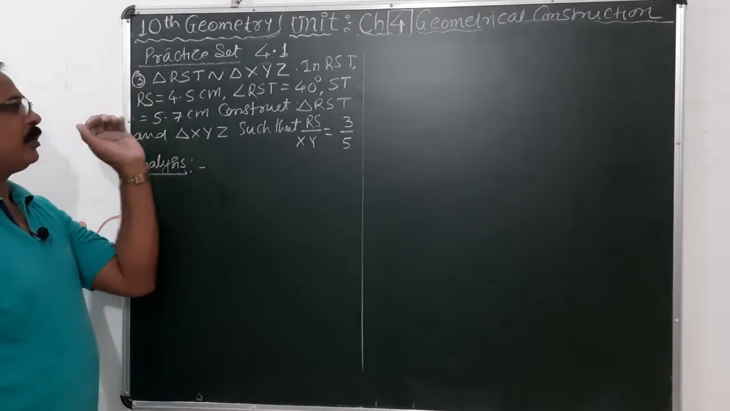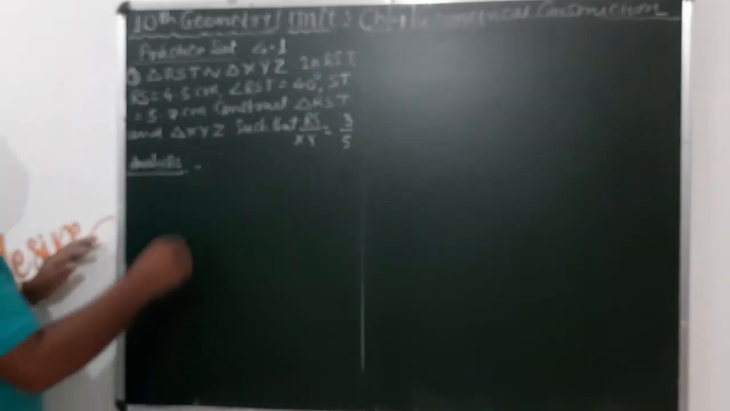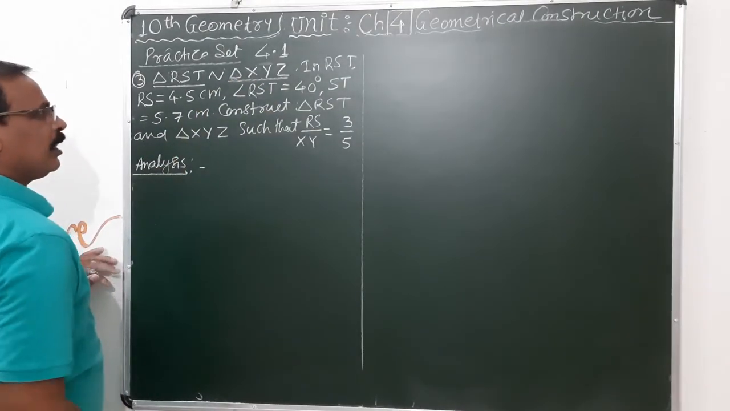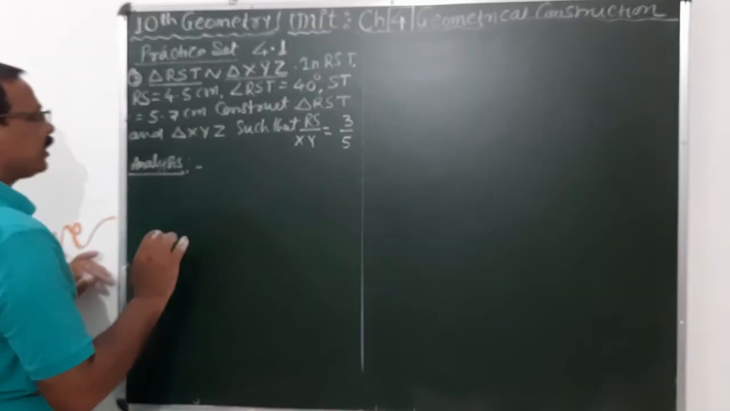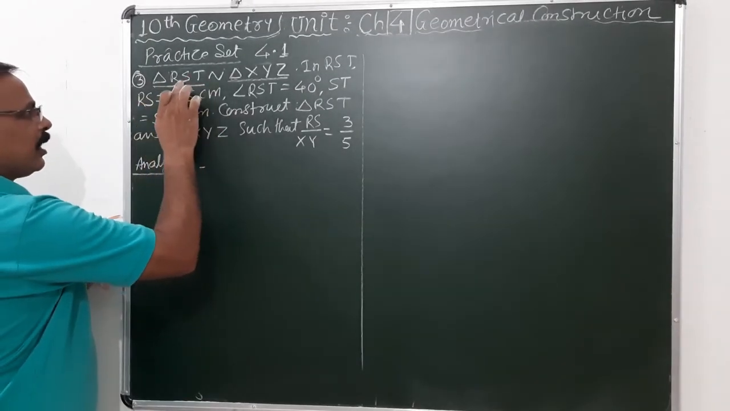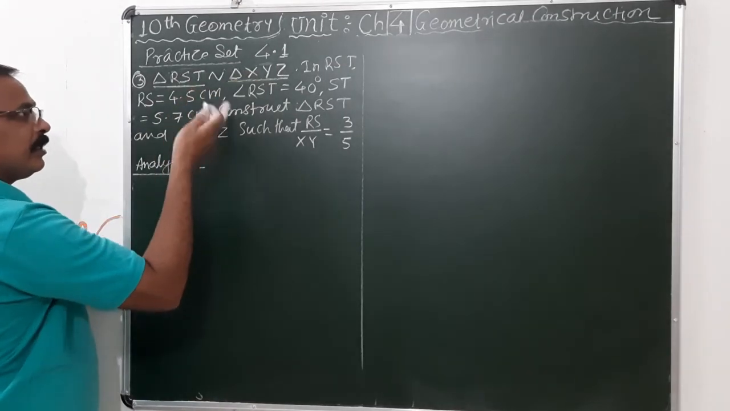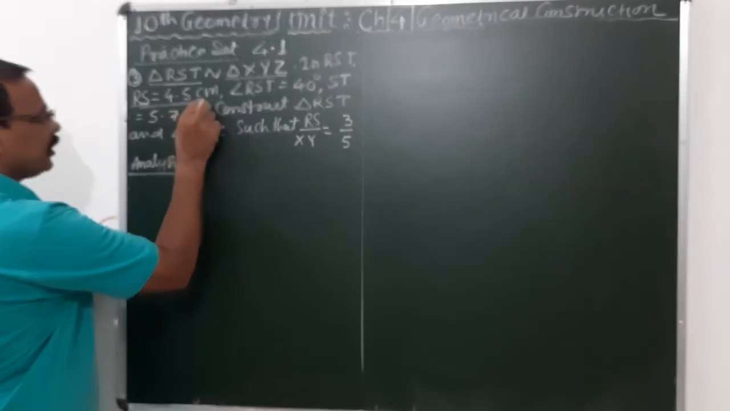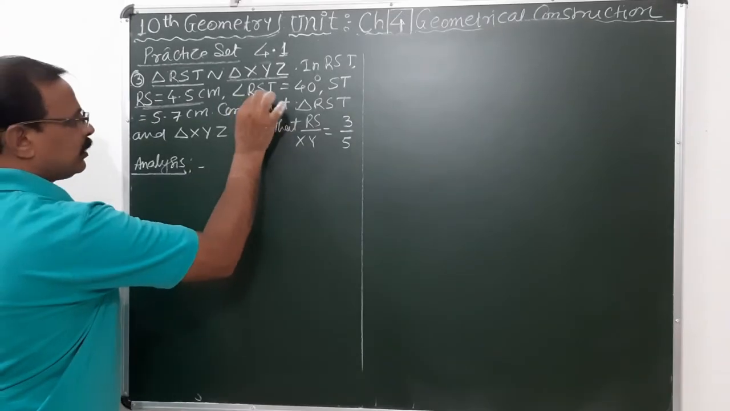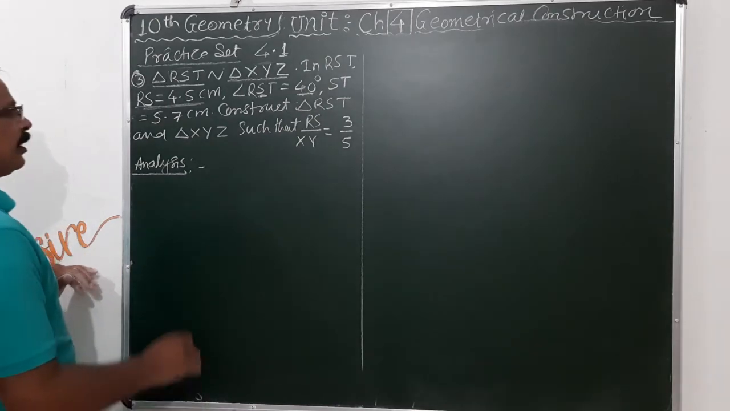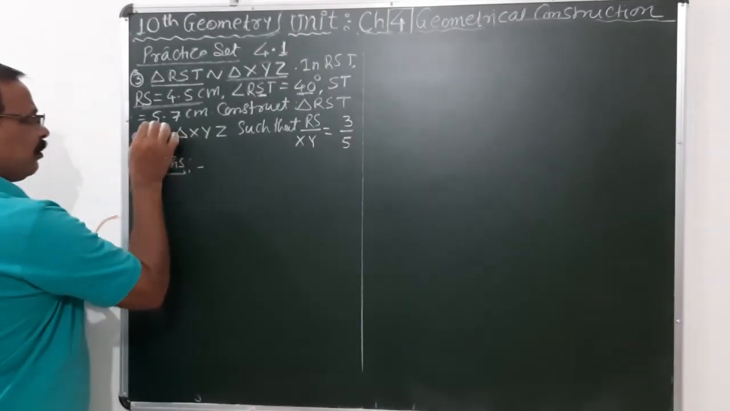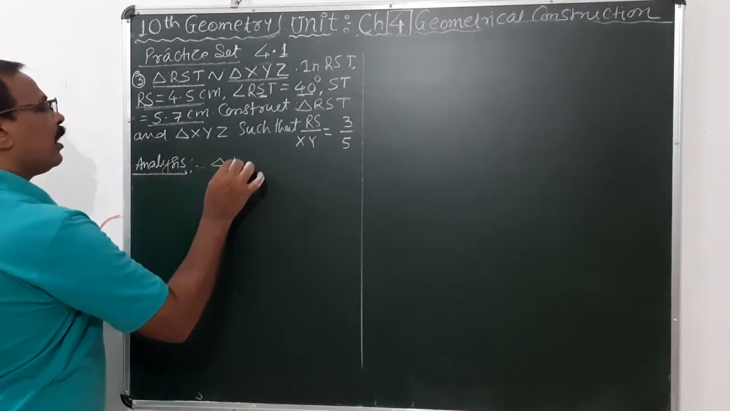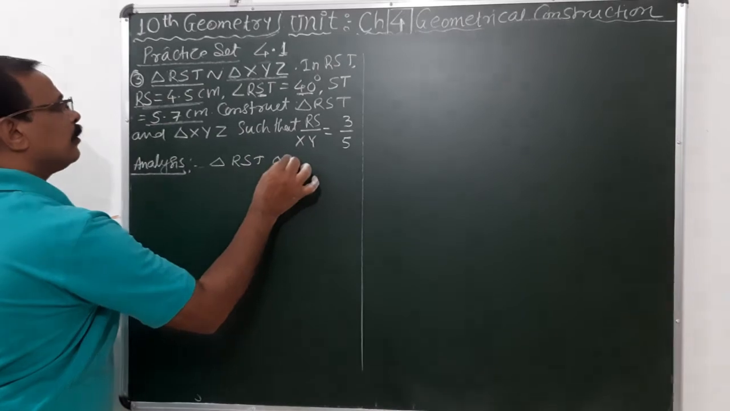Question number 3 is totally analogous with question number 1 here. Triangle RST similar to triangle XYZ is given, and we have to draw both. We have to draw triangle RST and XYZ such that they are similar. In triangle RST, RS is equal to 4.5 centimeter, angle S is equal to 40 degree, and segment ST is equal to 5.7 centimeter. Construct triangle RST similar to triangle XYZ.